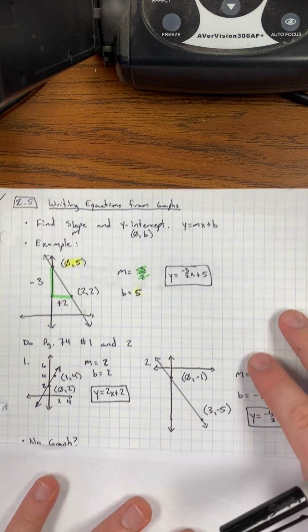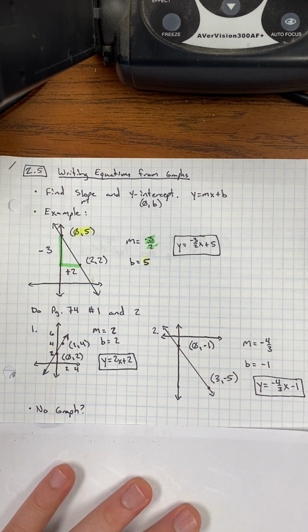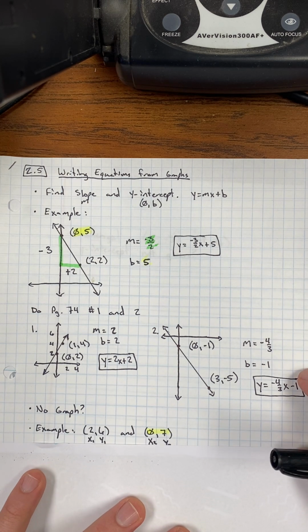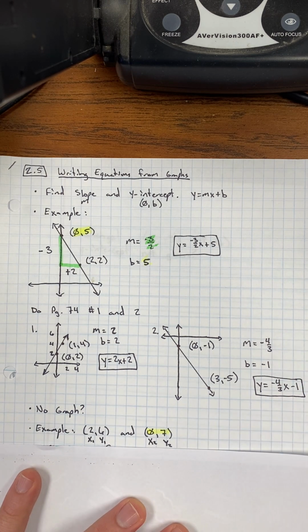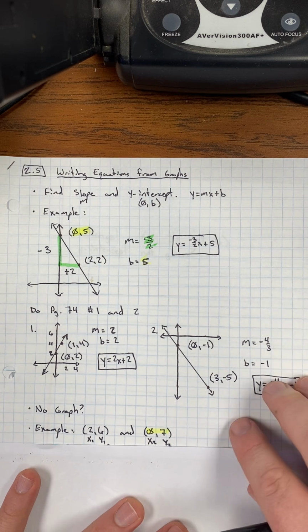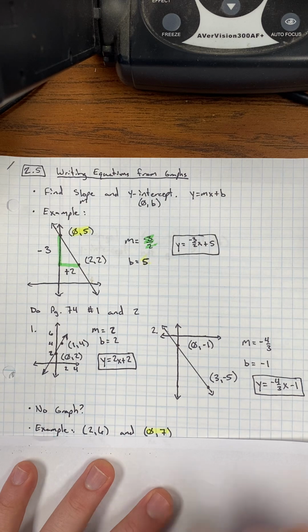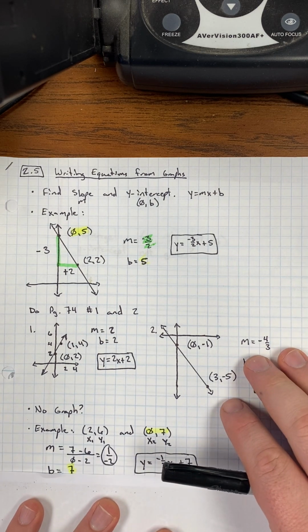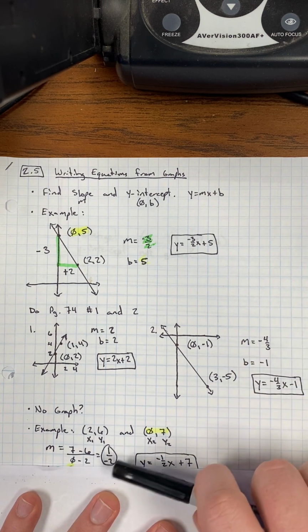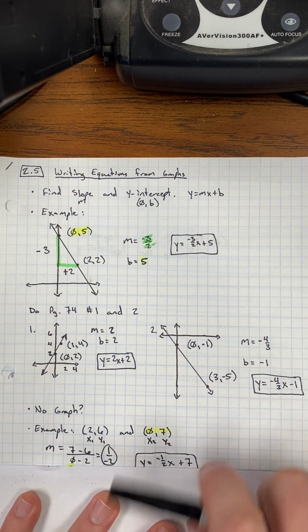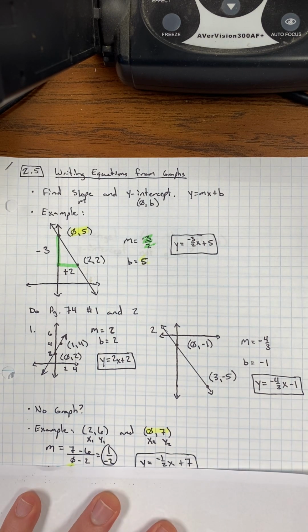What if I have no graph? What if I only know the points and I don't actually have a graph for it? Well, let's do an example. So I think that's the best way to do it. So what I'm going to have to do, if I have 2 points, I have 2, 6, and 0, 7, is I'm going to have to first find the slope, and ignore the answer right here. We're going to go through this part first. So first I need to find the slope.